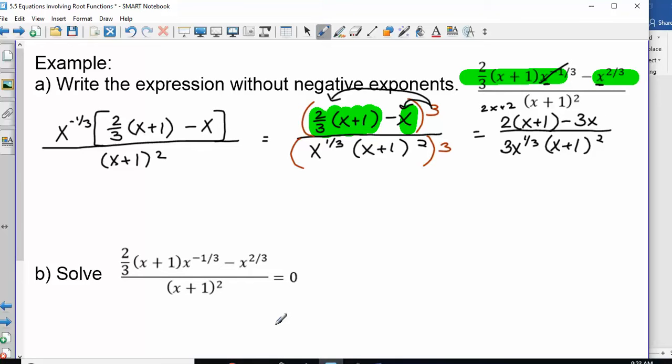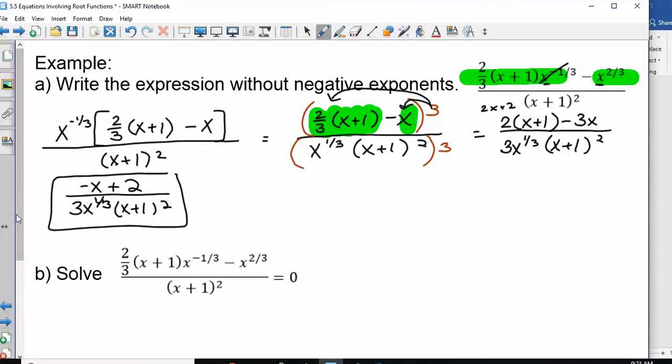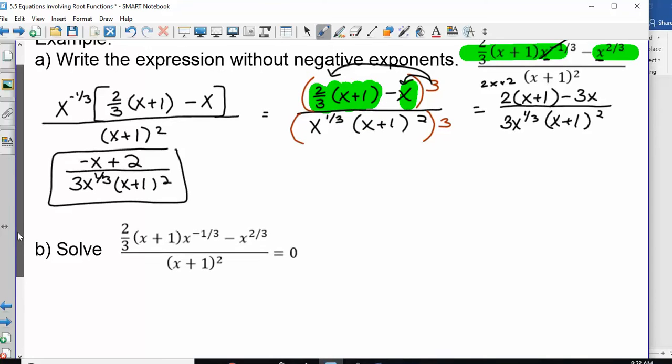Other questions? So you don't take it to the exponents, the 3? No, we're not cubing. We were multiplying by 3 there. Okay. So if we combine like terms, this would be 2x plus 2 minus 3x. So 2x minus 3x is negative x plus 2 over 3x to the 1/3 times x plus 1 squared. Okay. It's kind of ugly, but we did it. That was part A.